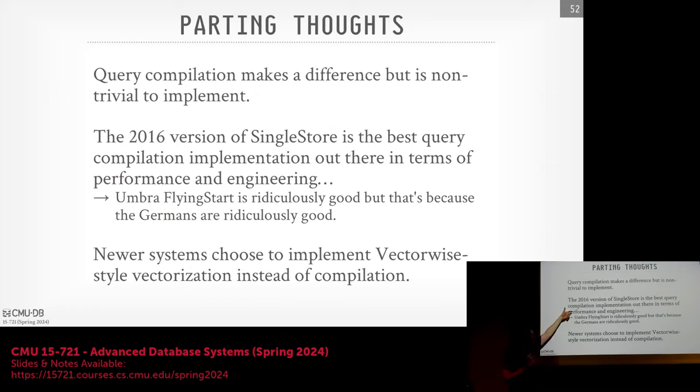But the SingleStore approach is probably the better way if you do JIT compilation. Basically, it's like the HyPer approach where you start with an interpreter, and then they can compile it, and then you have an additional metered step that allows programmers to work through and figure out what's going on if there's a failure. And then the Flying Start one is amazing, but you have to be German to actually build that kind of stuff. And nobody else does what they're doing, generating assembly, which is insane. All the newer systems, though, are for the most part going to choose a vectorized style approach, again for the reasons we'll see in the Photon paper from Databricks.